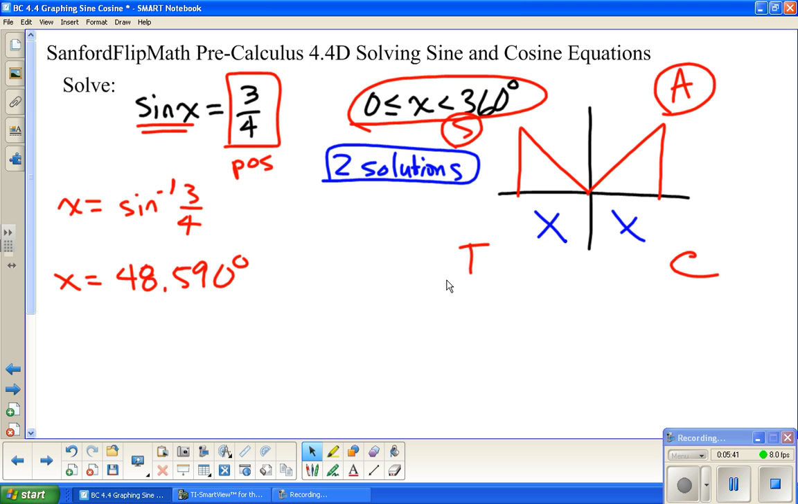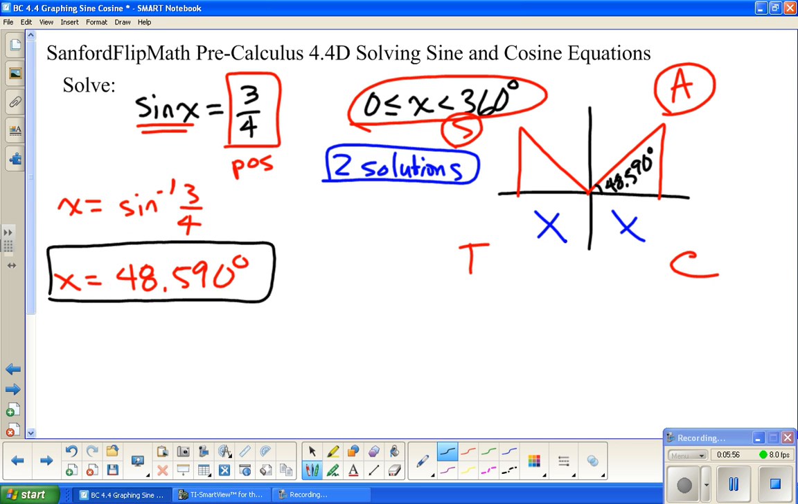Okay, so I just did inverse sine so that I could get the angle. Now just a quick reminder that 48.590 was right there. That's the reference angle. That is one of the solutions. It is a first quadrant angle, and I expect a first quadrant angle to be a solution for this.